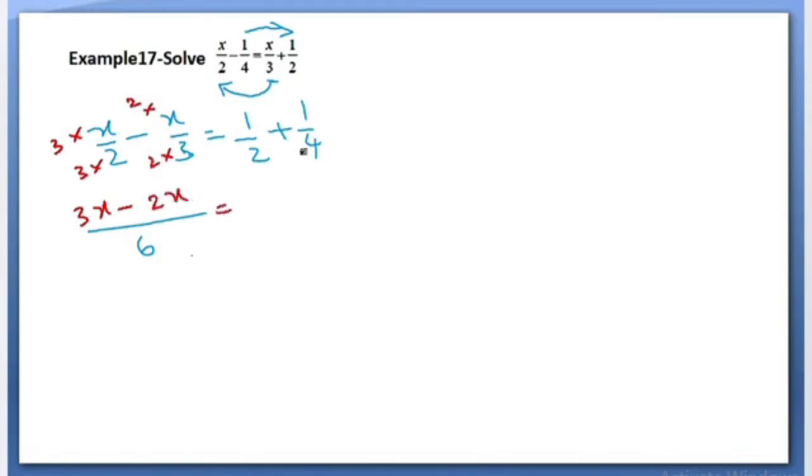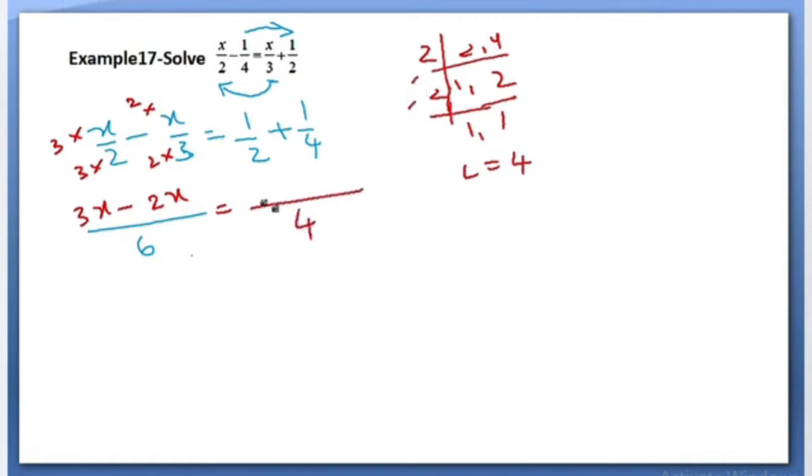And on the right side we have 2 and 4. Now do the LCM of 2 and 4, you will get 4 only. So the LCM of 1, 2 and 4 is 4. Now again convert these unlike fractions to like fractions. 2 times 2 is 4, so 1 times 2 is 2 you will get, plus 4 times 1 is 4, 1 times 1 is 1. Then next 3x minus 2x we have, that is 1x only, that is x/6, which is equal to 2 plus 1 is 3/4.